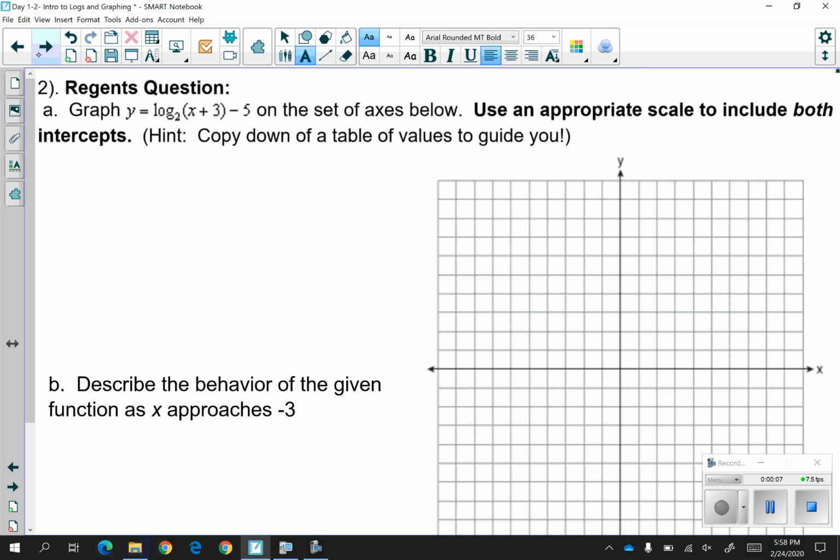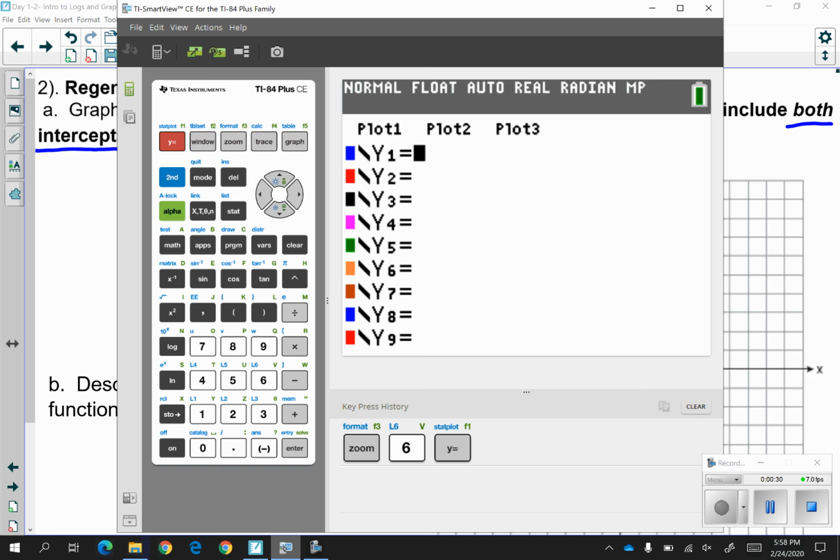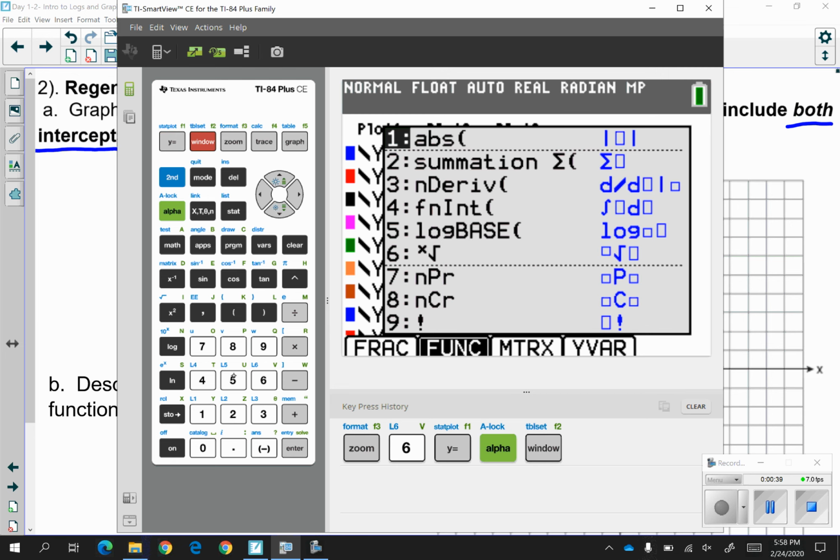So this first question here was a Regents question, and they want you to graph the equation on the step below. And the key word here is that they're asking you to use an appropriate scale to include both of the intercepts. That means that you're going to have to scale your axis somehow, and you can't just count by ones. So when we go and put this in the calculator, we go to y equals, and again, to get the log with a special base, you're going to hit alpha, window, choice 5, log base.